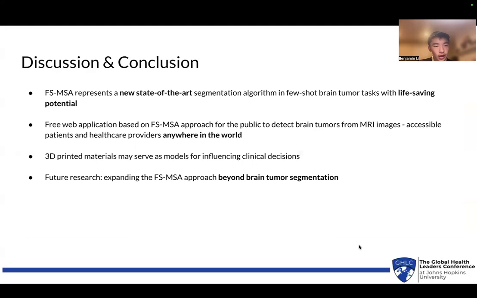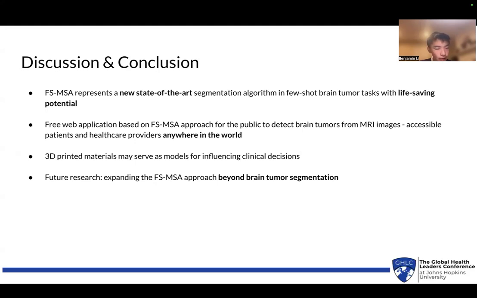So why is this algorithm important? It represents a new state-of-the-art approach in terms of few-shot brain tumor tasks, and it has extreme life-saving potential, especially when the data is limited, which is a very common scenario, especially in underprivileged areas. And this free web application that I developed could be made available to patients and healthcare providers anywhere in the world. And this is extremely important because nowadays a lot of algorithms take GPUs that may be thousands of dollars to buy, and this is simply not feasible for many people.